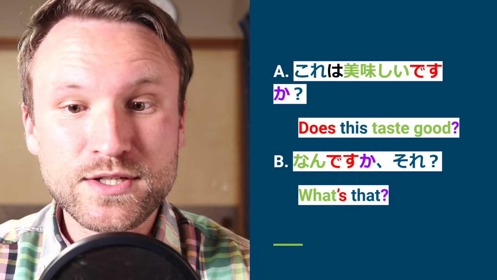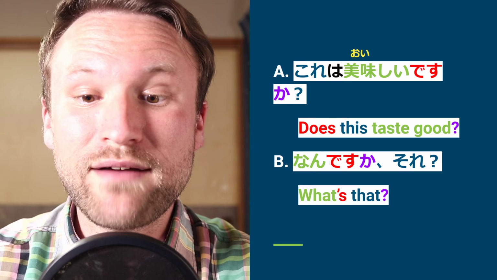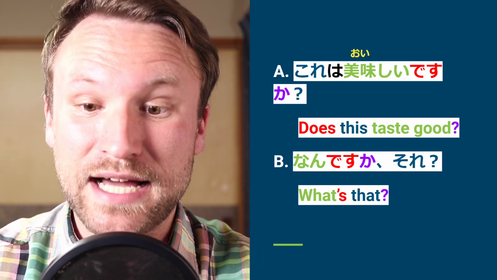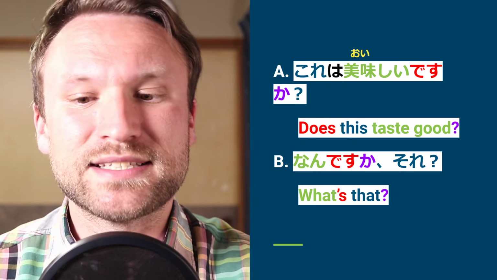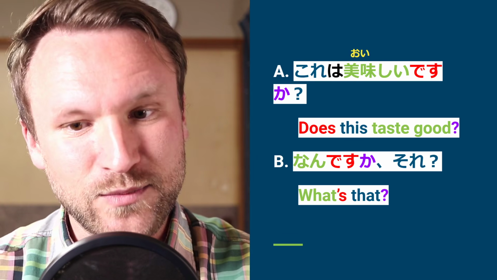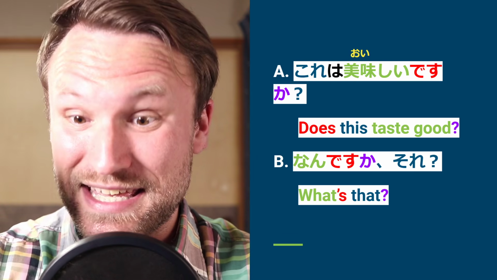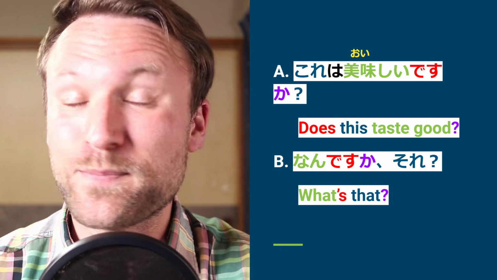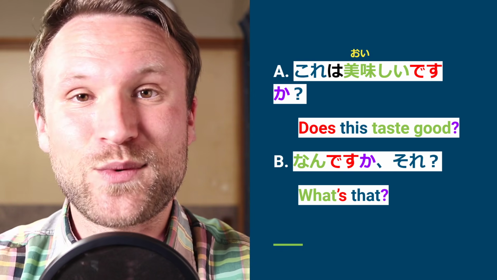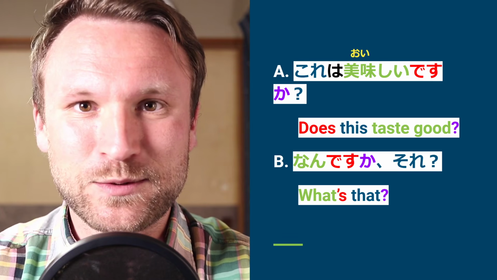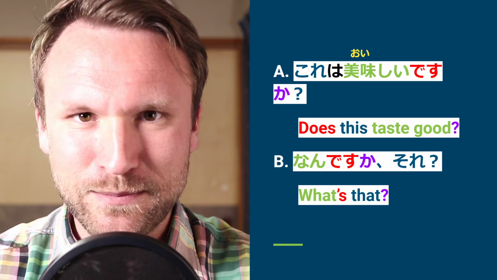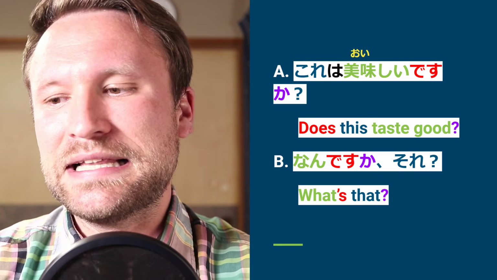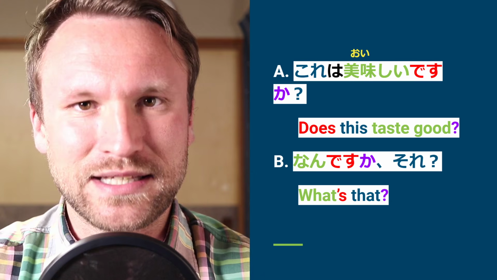All right, our first sentence was, これはおいしいですか? The translation for that is, does this taste good? We've got これ there, right? Does this taste good? おいしい is tastes good. If you don't know that word yet, you're going to want to learn it as quickly as possible because it's an extremely common word in Japanese. It's literally translated as delicious.